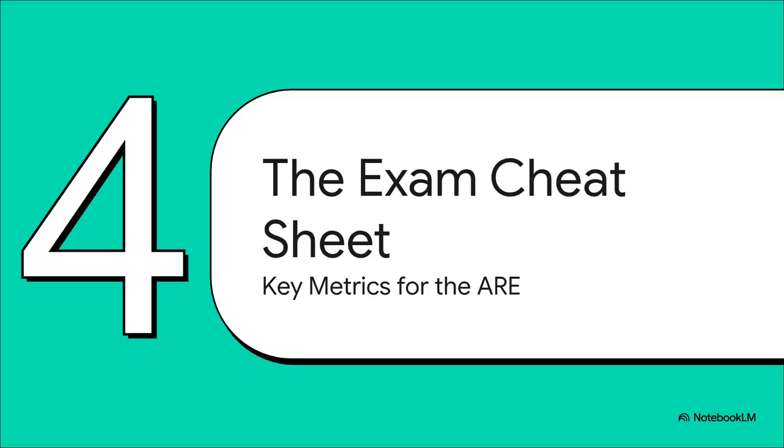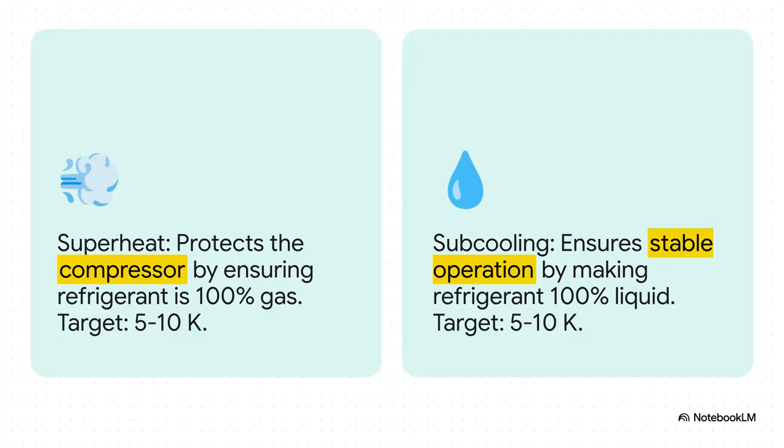Okay, section 4. This is your exam cheat sheet. Pencils ready, we're going to cover the key concepts you absolutely need to know for the ARE or any other professional exam. All right, 2 words you are guaranteed to see: superheat and subcooling. They sound complicated, but they're just safety checks. Superheat happens at the end of the evaporator. You want the gas to be just a little bit warmer than its boiling point to make absolutely sure there's no liquid going into the compressor. Liquid will wreck a compressor.